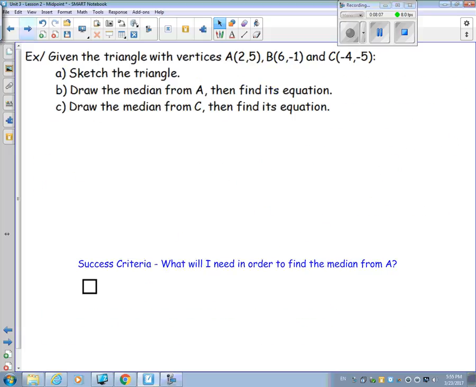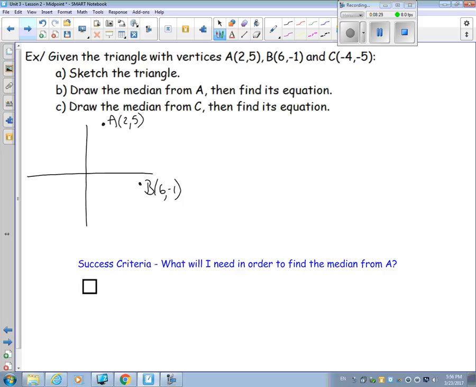So here's our example. Given a triangle with vertices A, B, and C, let's do some things. First thing, we're going to sketch the triangle. And sketches are helpful, so you know if you're on the right track. So a sketch: 2, 5. That's A. A is 2, 5. B is at 6 and negative 1, so I'll put it down here. And C is at negative 4 and negative 5. Let's put it over here. And we're going to make a triangle out of this. Okay. That's part A done.